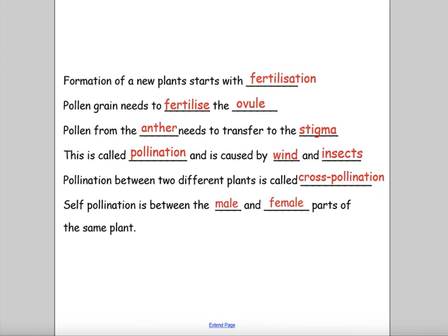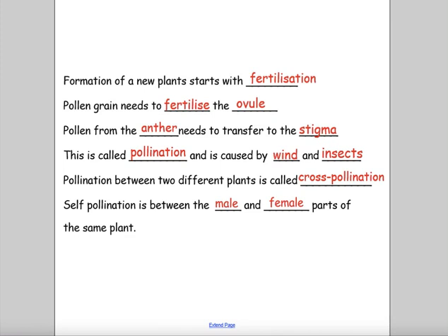So the formation of new plants starts with fertilisation. So we need to get the pollen grain, which is the male sex cell from the plant, to fertilise the female ovule. Pollen from the anther, to do this, needs to transfer to the stigma. This process is called pollination, when that pollen from the anther transfers to the stigma, and it can occur by either wind or by insects.